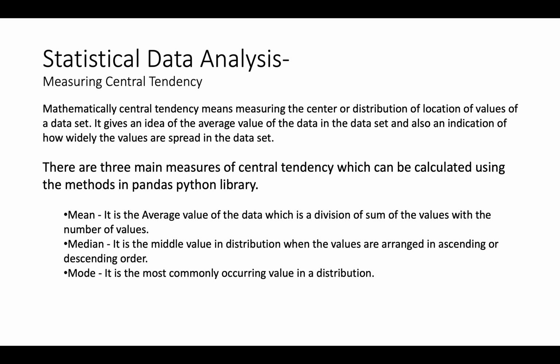There are three measures of the center, which can be used in the Pandas Python library. The first one is the mean, the average value of the data. The second is the median, the middle value in the distribution. And the third is the mode.